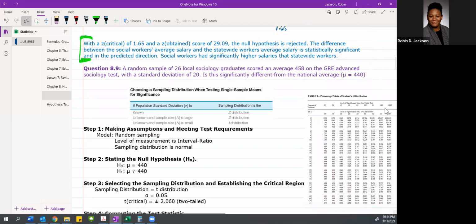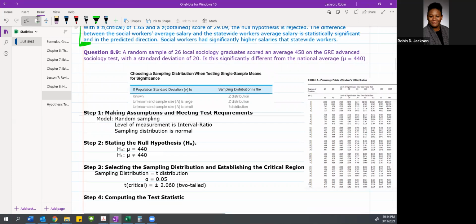Let's see here. All right, there we go. Okay, so question 8.9: a random sample of 26 local sociology graduates scored an average of 458 on the GRE Advanced Sociology test, with a standard deviation of 20. Is this significantly different from the national average? And our national average looks to be 440.